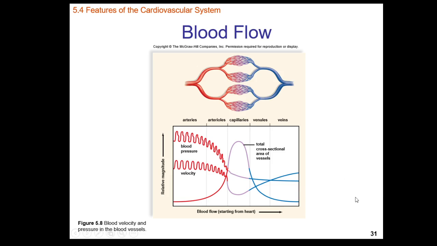So if we look at it on a graph where we're looking at blood pressure, we see that it's highest in the arteries and arterioles, and then it drops off as we go through the capillaries and sort of continues to decrease as we work our way through the veins back to the heart. If we think about the velocity, again, it has this huge drop in capillaries, and then actually starts to pick back up a little bit as we move through the venules and veins.